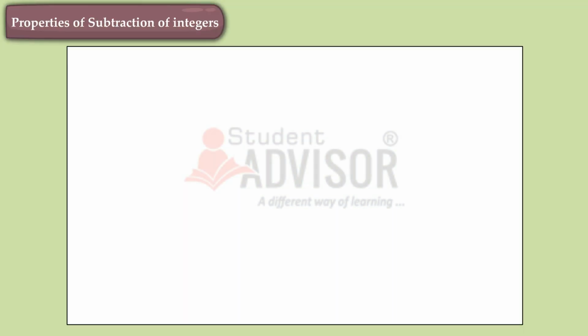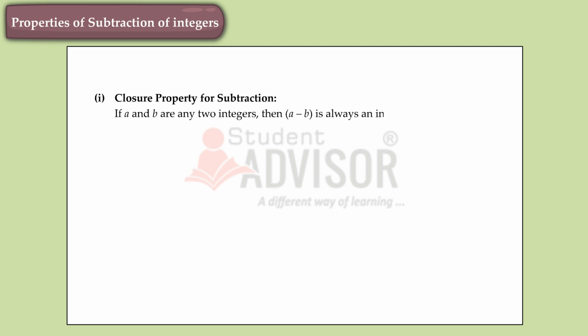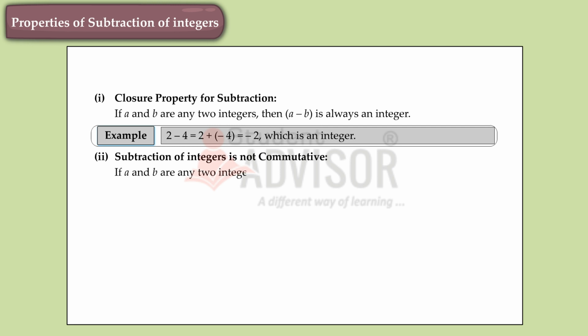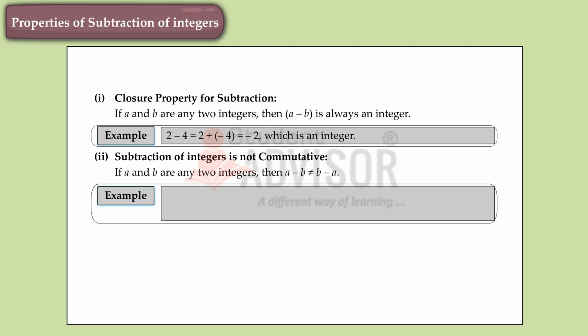Properties of subtraction of integers. Closure property for subtraction: if a and b are any two integers, then a minus b is always an integer. Study the given example. Subtraction of integers is not commutative. If a and b are any two integers, then a minus b is not equal to b minus a. Study the given example.